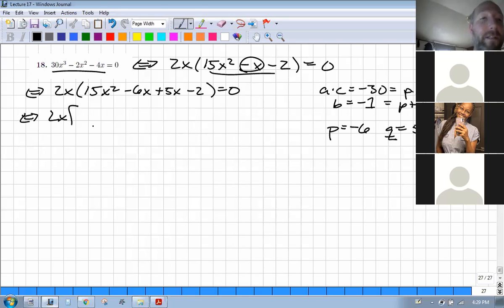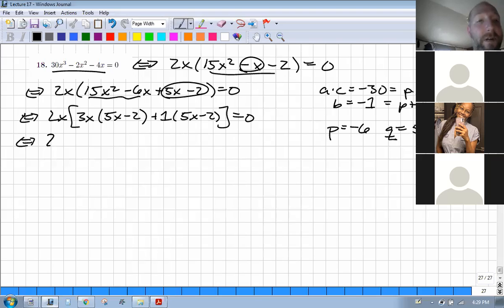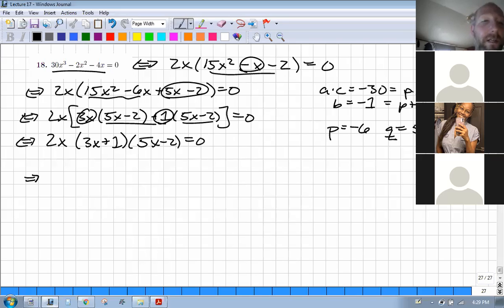So we have a 2x. Out of here, I'm going to pull out a 3x. That'll give me a 5x minus 2. And this is 1 times 5x minus 2. So I still have my 2x here, but now I also have a 3x plus 1, both being multiplied by 5x minus 2. So this says either 2x is 0, 3x plus 1 is 0, or 5x minus 2 is 0.